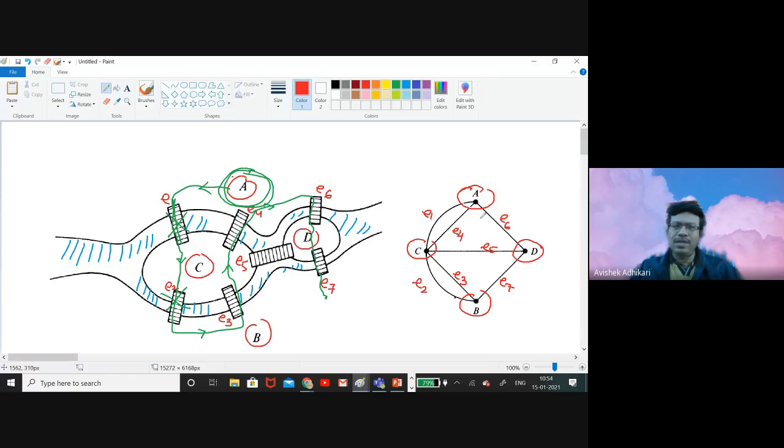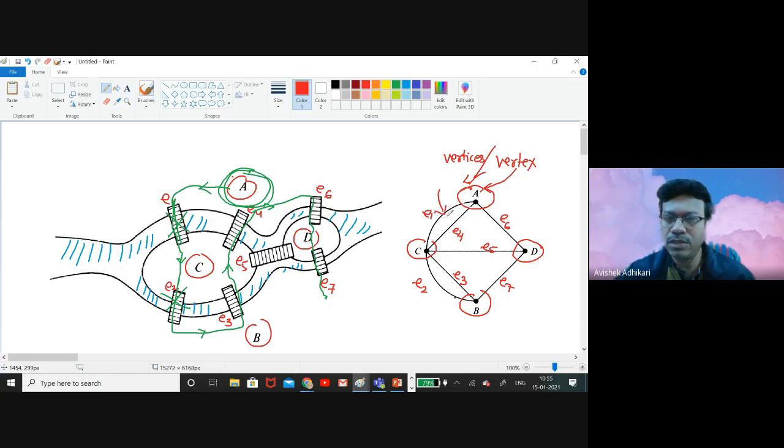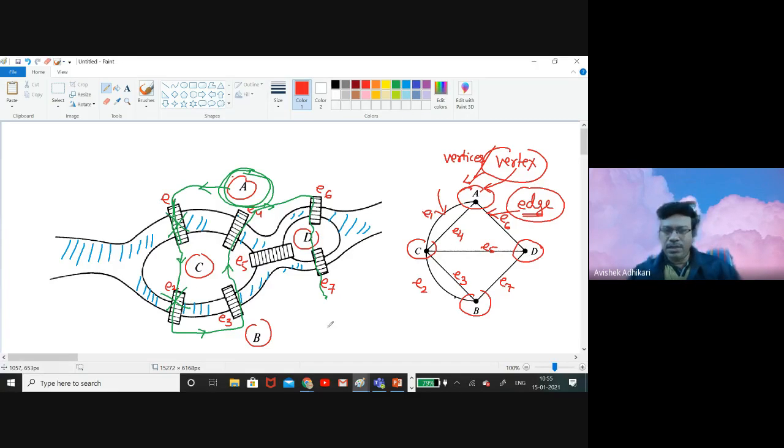We call these points vertices, or if singular, a vertex. So a single point is called a vertex, whereas these arcs, this is one arc, this is one arc, they are called edges. So two components are important, vertex and edge. You can understand that one edge, for example here E6, is an edge. This E6 is basically associated with two vertices, that is A and D.